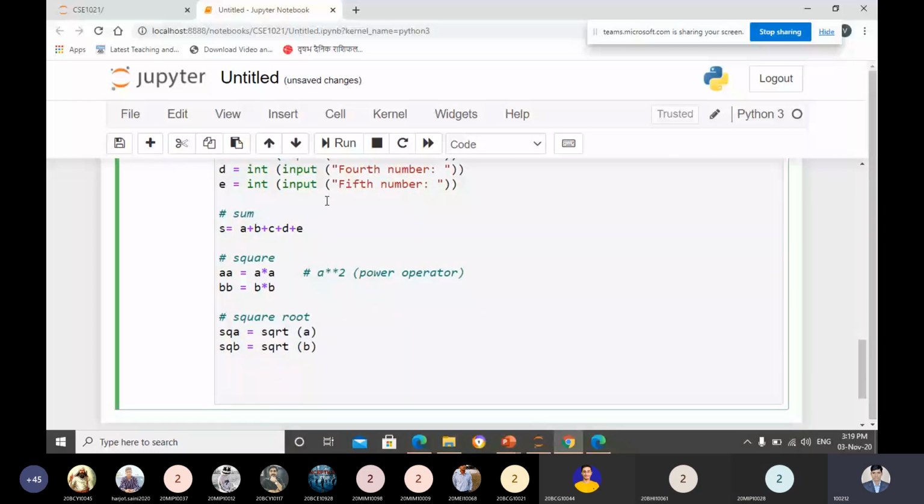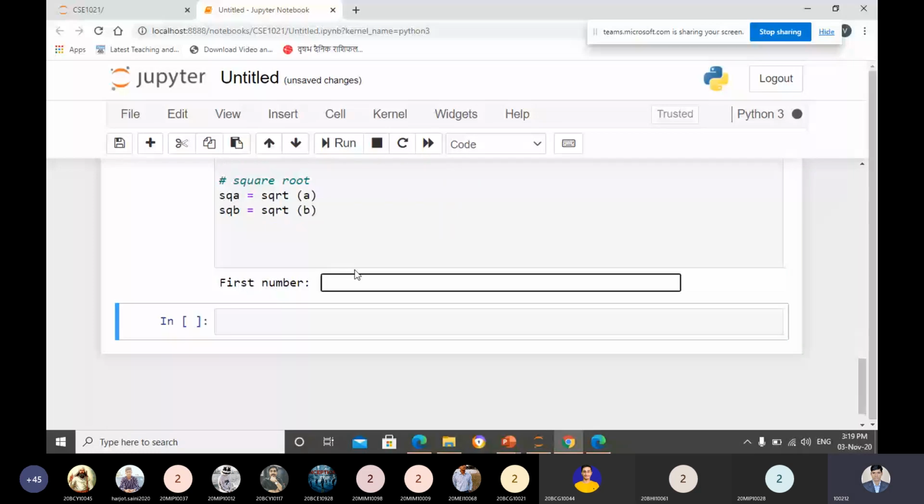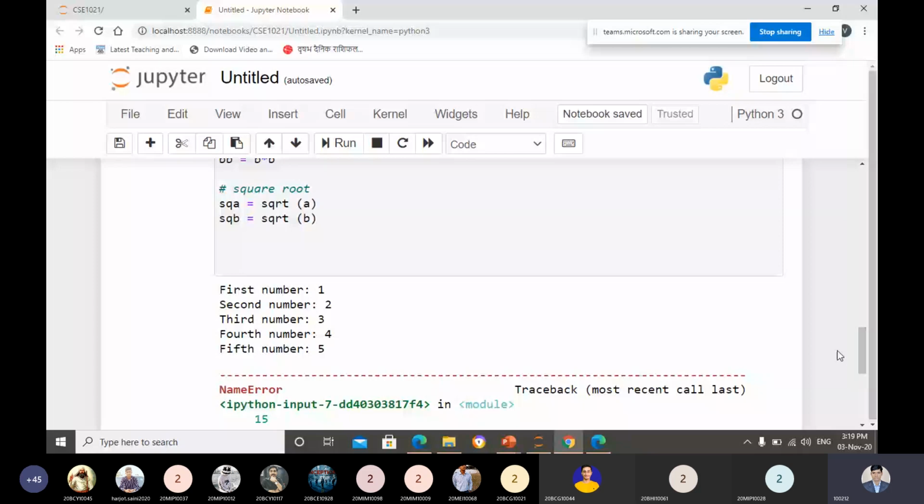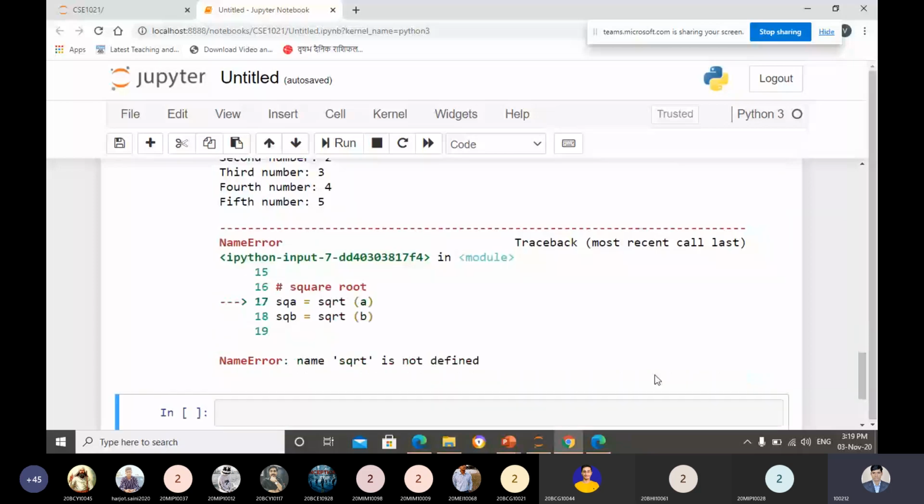Okay, let me run. First number I am taking: 1, 2, 3, 4, 5. It will give an error. Where is the error coming? This is the SQRT. The SQRT is not defined.